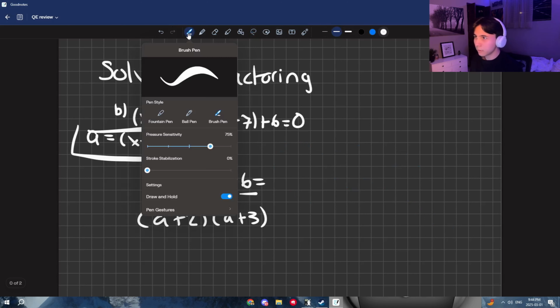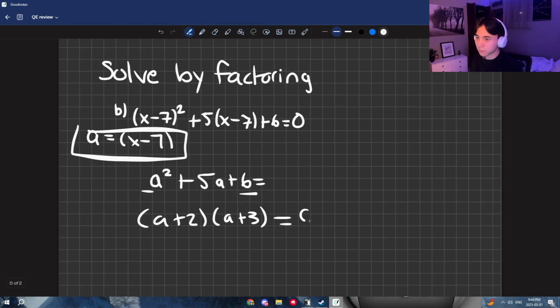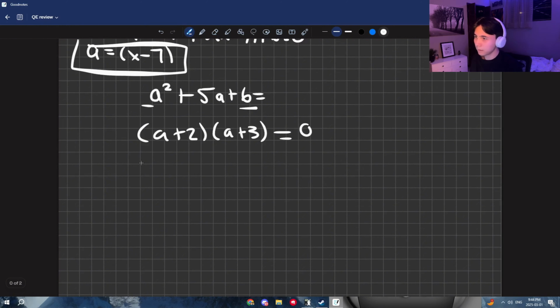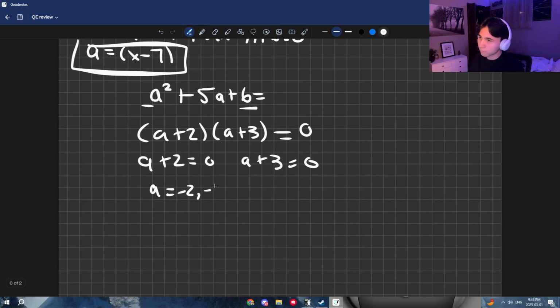And now all we're going to do is set each individual term equal to 0. A plus 2 equals 0, and a plus 3 equals 0. You isolate for a, and get a equals -2 and -3.